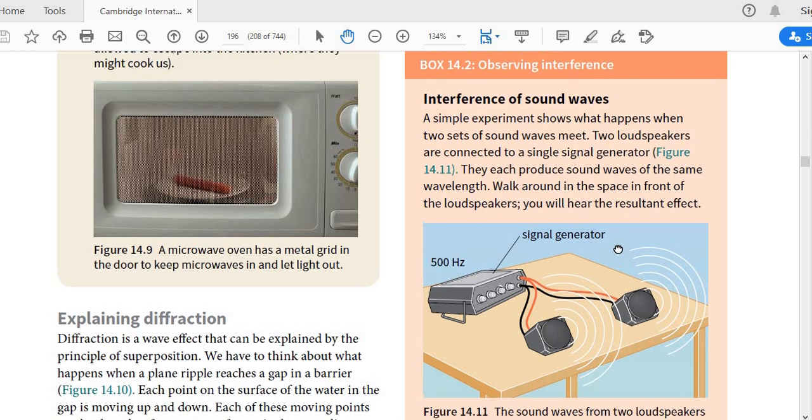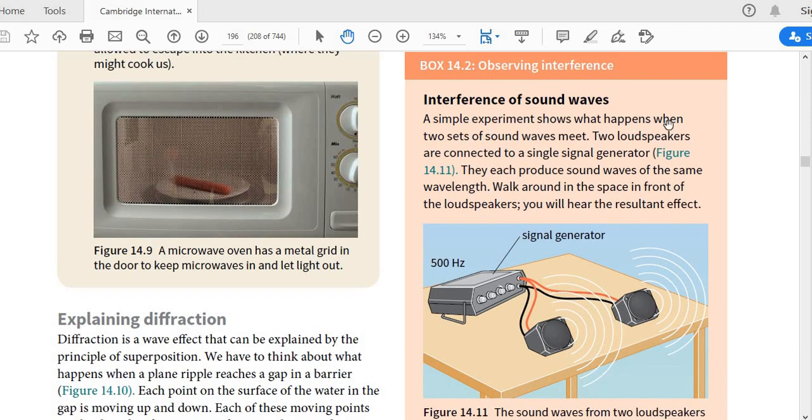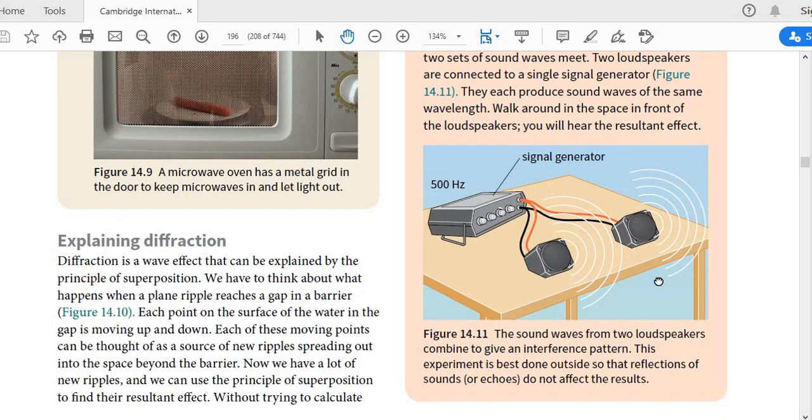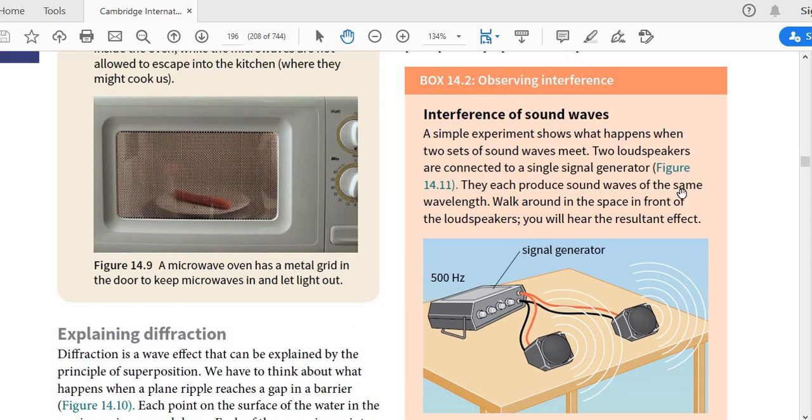So here is interference of sound waves. A simple experiment shows what happens when two sets of sound waves meet. The two loudspeakers are connected to a single signal generator, Figure 14.11. They each produce sound waves of the same wavelength. Now because they are connected to the same source, the waves will have the same wavelength and frequency, they will be in phase, and they will have a constant phase difference. They are coherent, in other words.